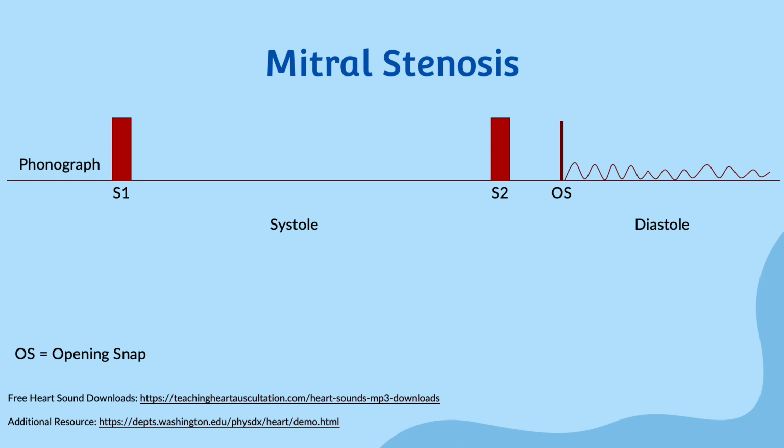If the left atrial pressure is higher, the opening snap will occur sooner, and this indicates worse disease severity than a later opening snap. If not treated, left atrial dilation, atrial fibrillation, right heart failure, and pulmonary congestion may all be sequelae of this disease process.